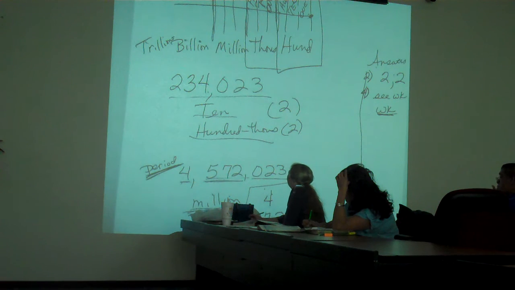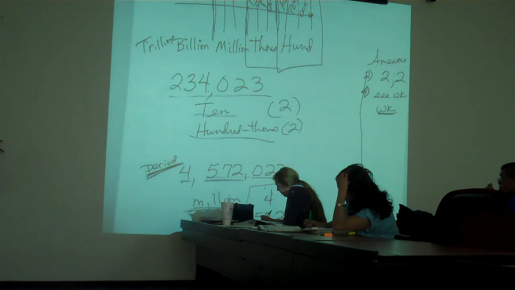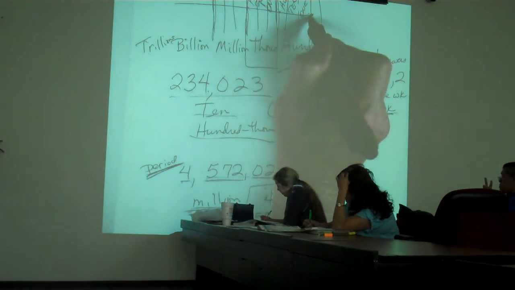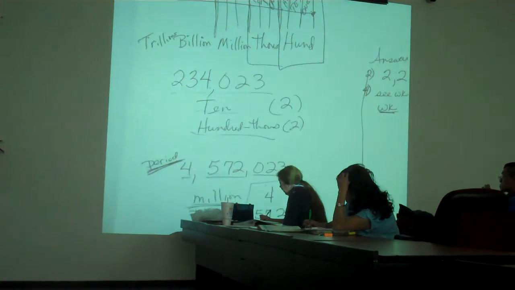So that's a new word for you there. Period is not just a dot. It's not at the end of the sentence. A period is 3 numbers. It's a group of numbers.